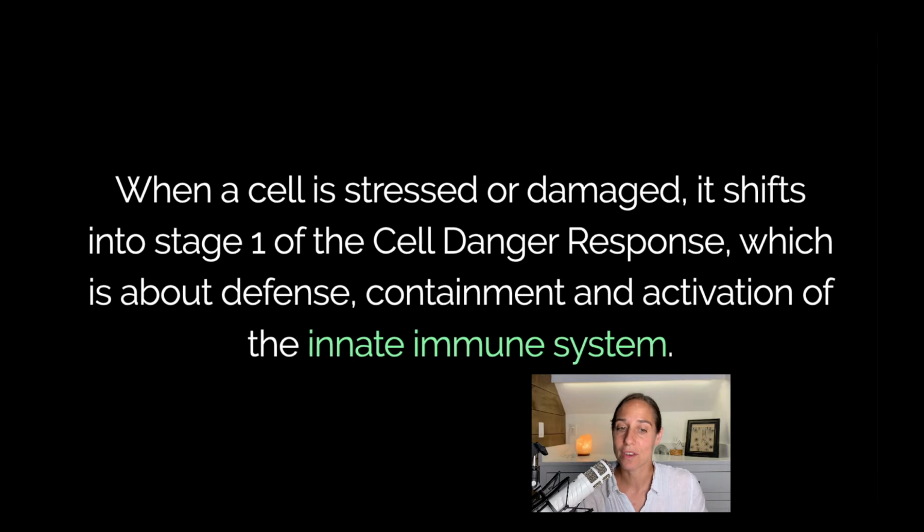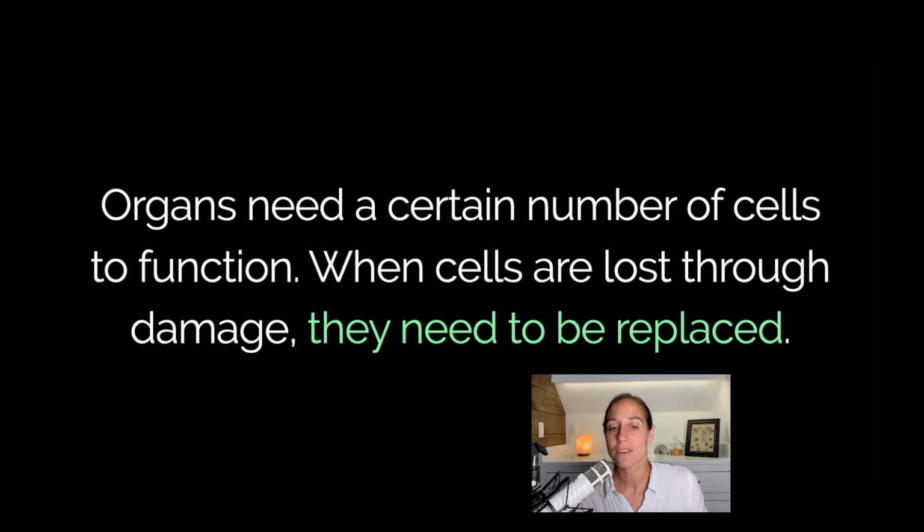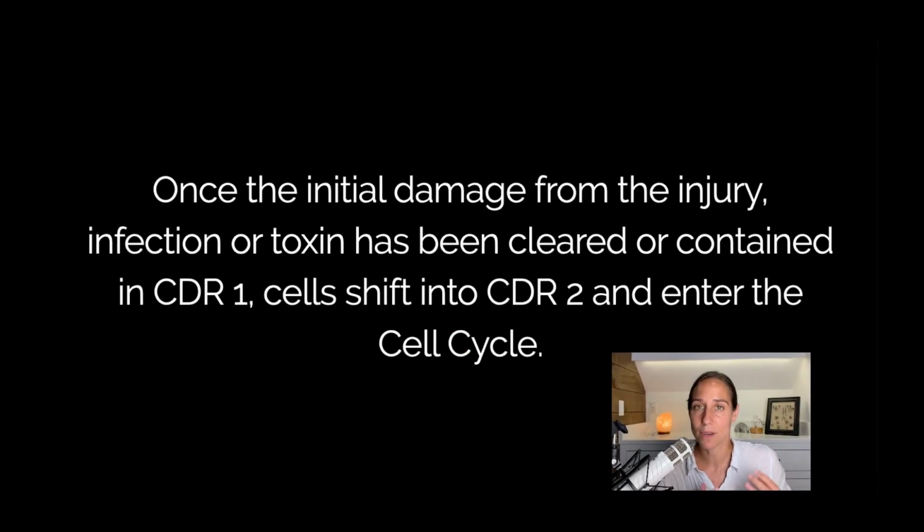When a cell is stressed or damaged, it shifts into stage 1 of the cell danger response, which is about defense, containment, and activation of the innate immune system. Organs need a certain number of cells to function, and when cells are lost through damage, they need to be replaced. So here we enter CDR2. Once the initial damage from the injury, infection, or toxin has been cleared or contained in CDR1, cells shift into CDR2 and enter the cell cycle.